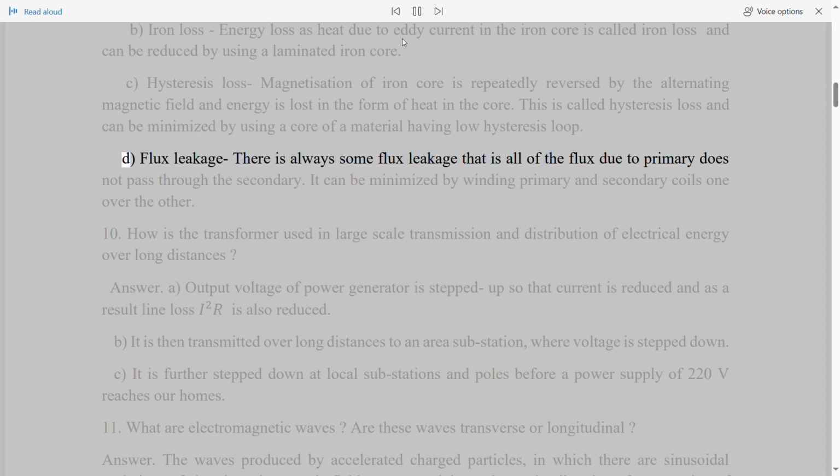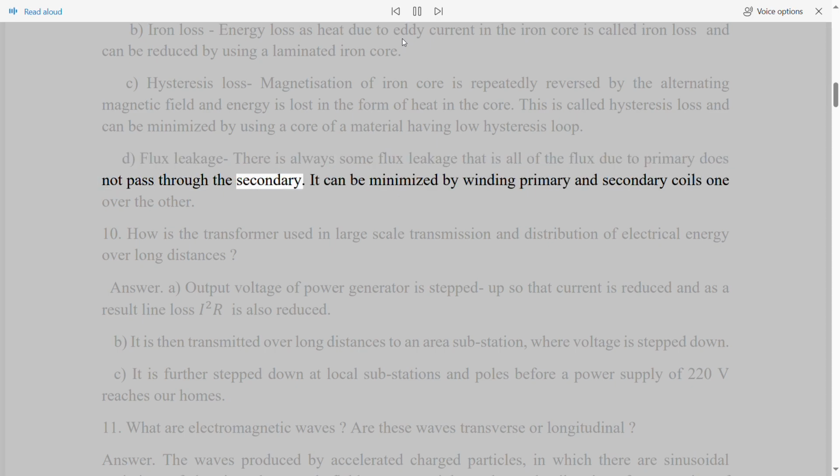D. Flux leakage: there is always some flux leakage, that is, all of the flux due to the primary does not pass through the secondary. It can be minimized by winding primary and secondary coils one over the other.